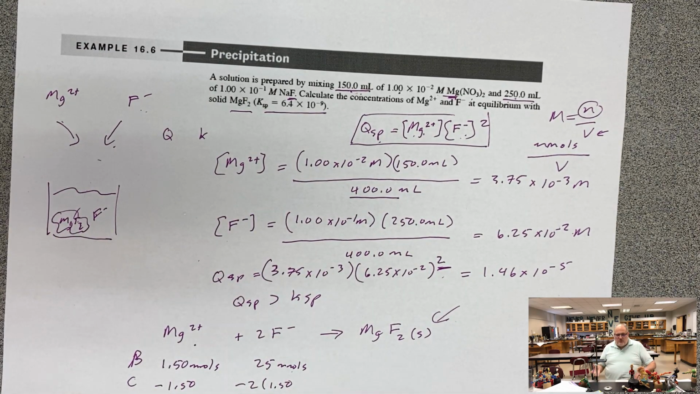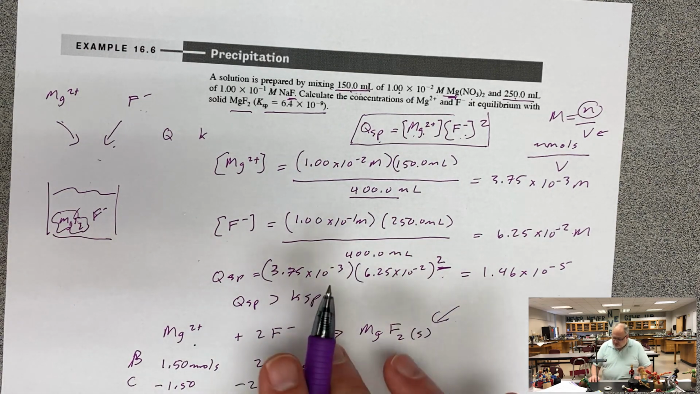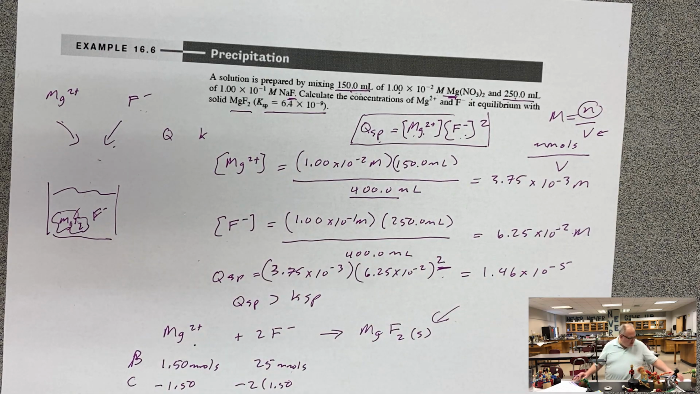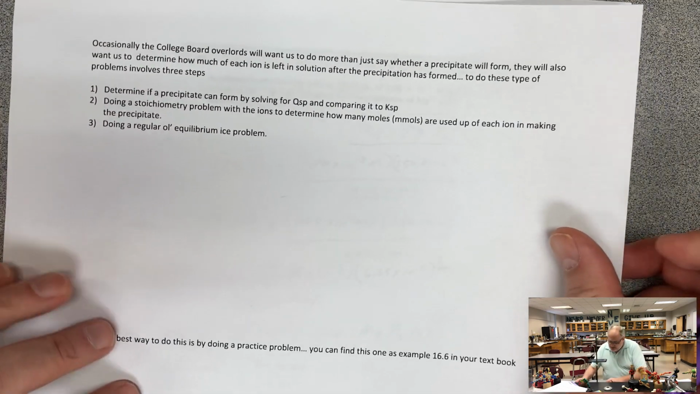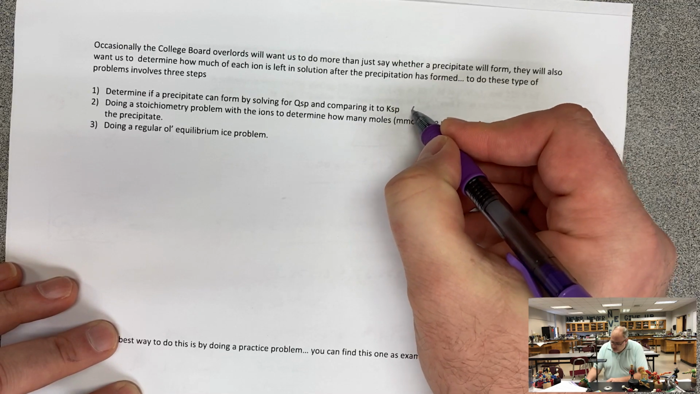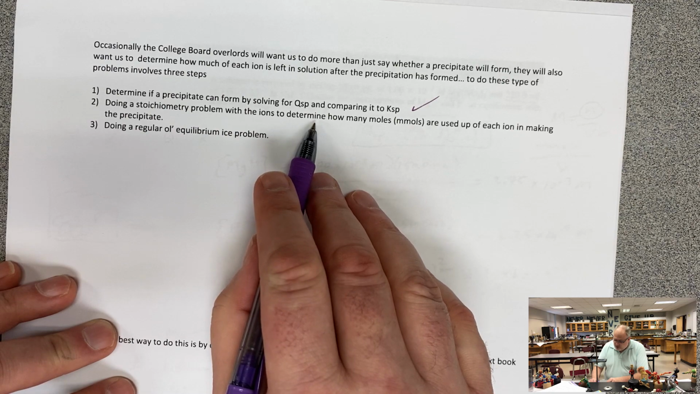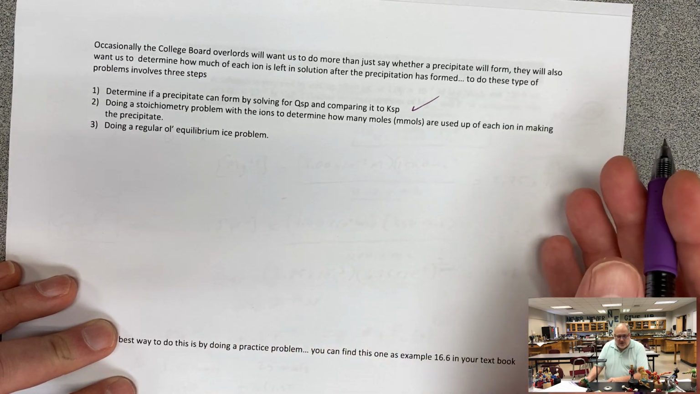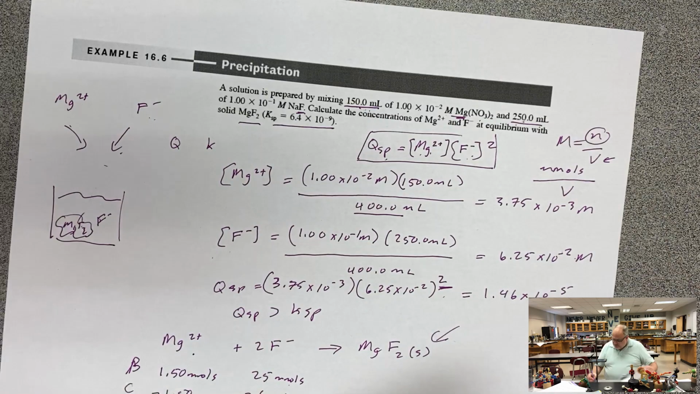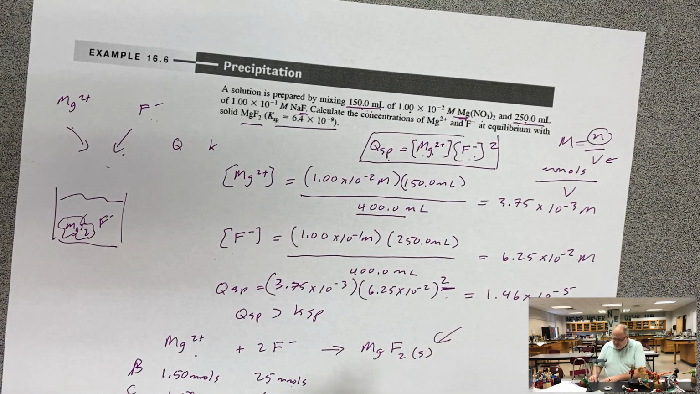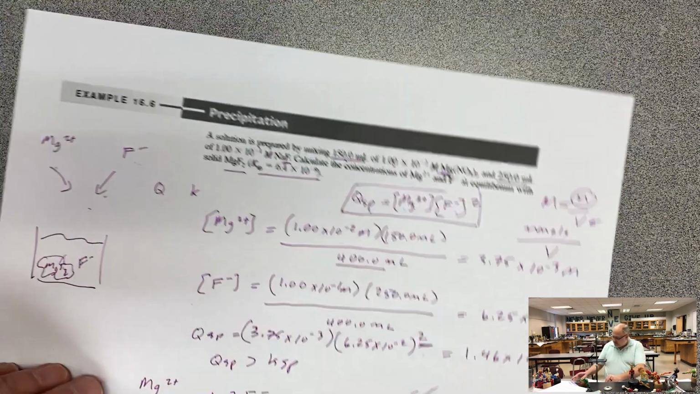Now, what do we do with that, and how does this then transcend into an equilibrium problem? So let me show you this for just a second. Let me remind you, the 3 steps that we're going to follow every single time are these 3 steps. Step number 1, we're going to see whether or not our Q is greater than our K, and we have. Step number 2 is we're going to do a stoichiometry problem to determine how many millimoles of each ion we have at the end, and we've just done that, and we've determined that we have 22.0 millimoles of F minus sitting there at the end doing nothing. Now, our last step here is this. We want to then figure out an equilibrium problem.